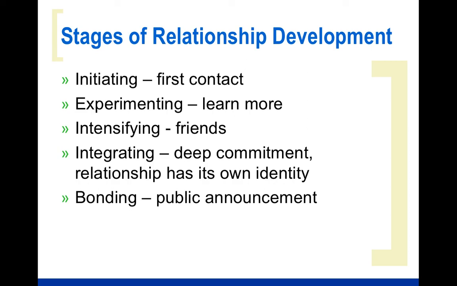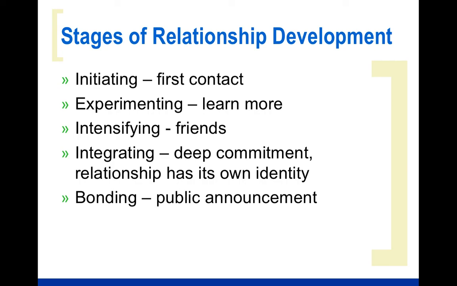We think about these stages a lot in romantic relationships. They apply to any relationship, really. But at the integrating stage, this is where you can sense that there's a connection between you two. The relationship itself has its own identity. You start to think of yourself as John, Sally starts to think of herself as Sally, but John and Sally are both also committed to their relationship, and they're starting to see that the relationship itself has its own identity.